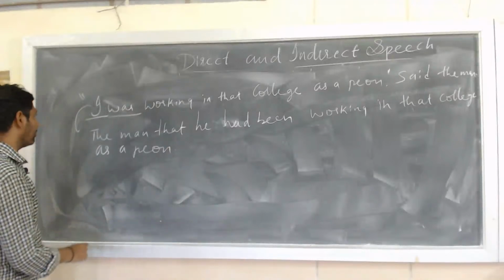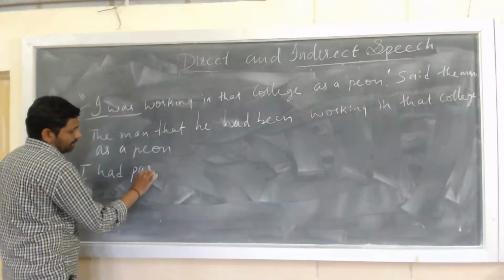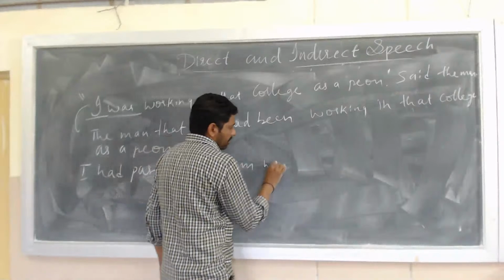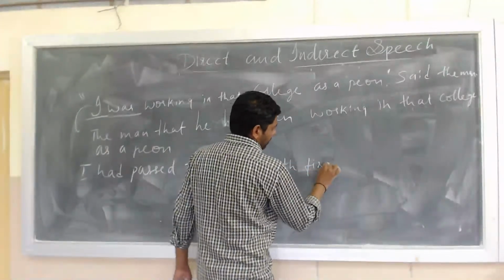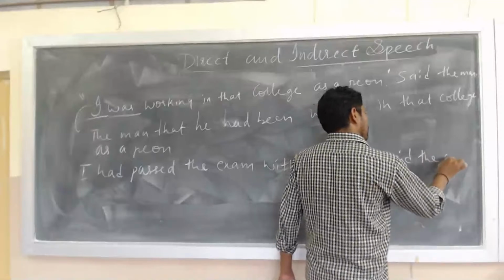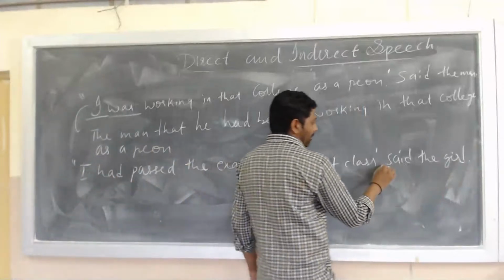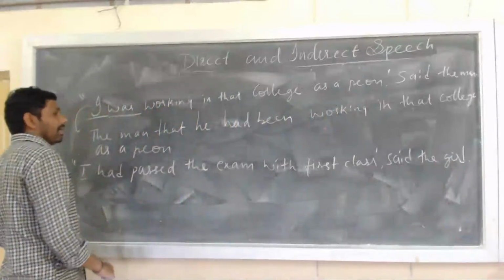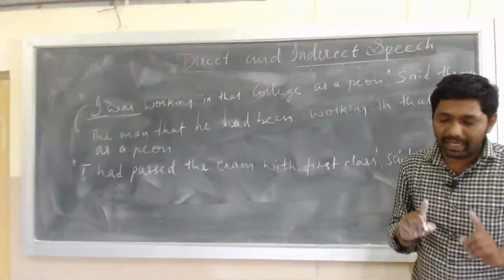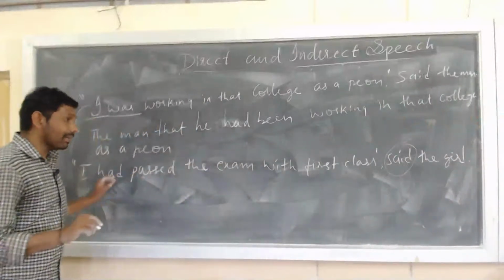Now let's see the example related to past perfect. "I had passed the exam with first class," said the girl. Close the inverted commas at both sides and put a comma after the reported speech, right? So what I have said, the past perfect cannot be changed even if the reporting verb is in the past. So the example remains as it is.